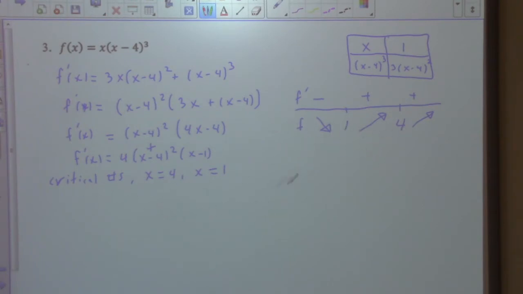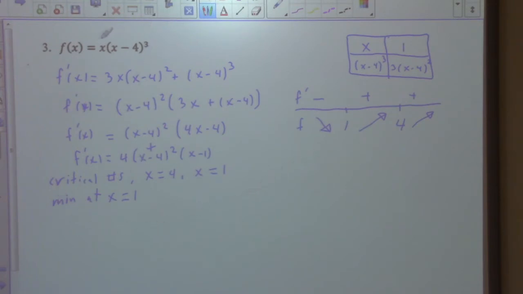What kind of extrema do we have here? If we draw the arrows right, the arrows tell us where the extrema are. What kind of extrema do we have here? You just look at the arrows. So the arrows go like this. You have a minimum, right? So we have a minimum at x equals 1. Do we have a maximum here? No. Yeah, no relative maximum.